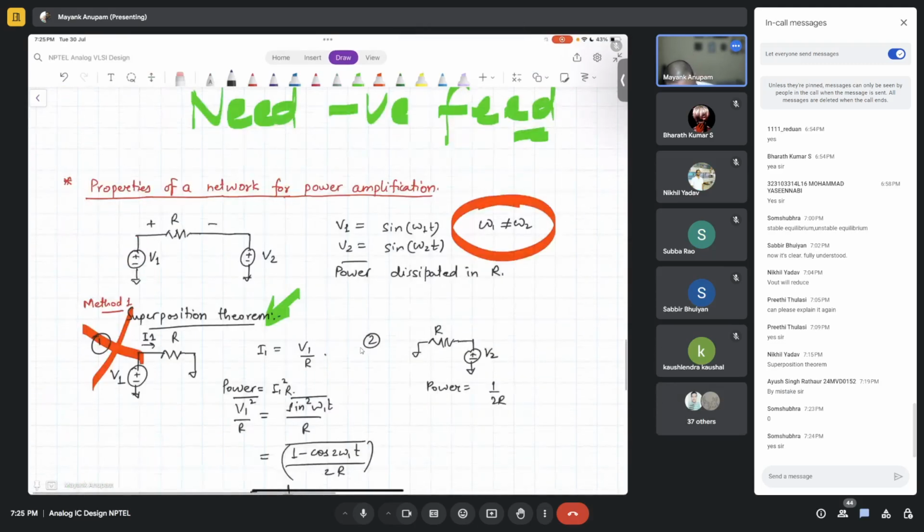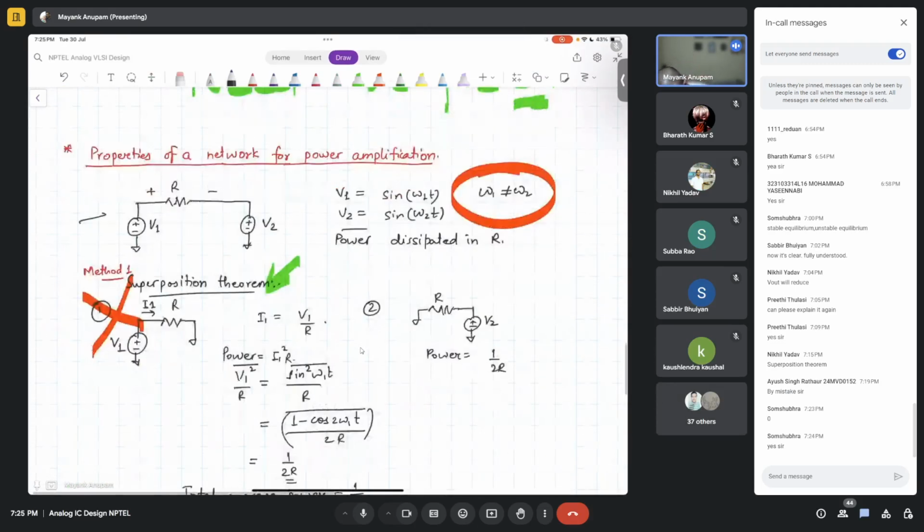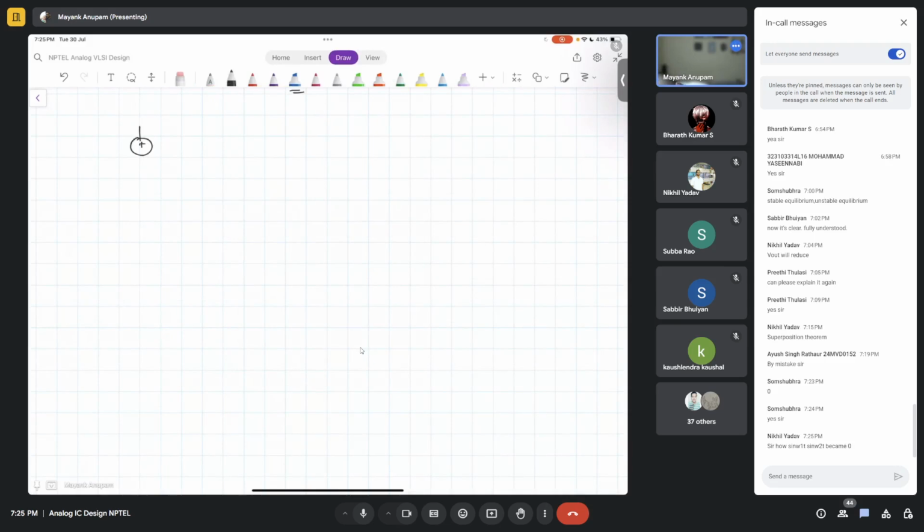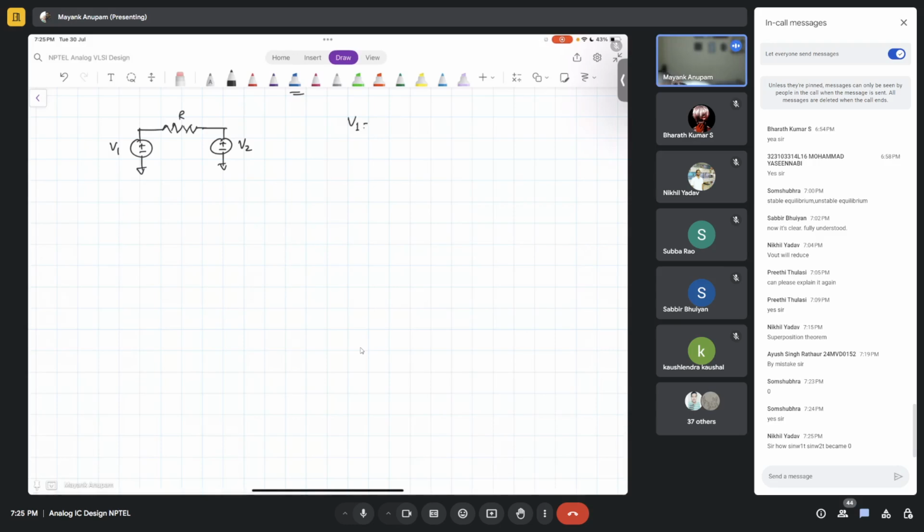Let's say in the same example, you have a voltage source here, a resistor R here, and another voltage source here. This is V1, this is V2. But now V1 is equal to sine of omega t, and V2 is also equal to sine of omega t.